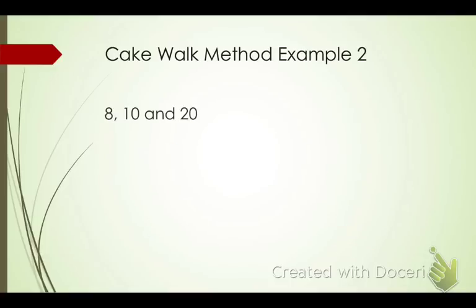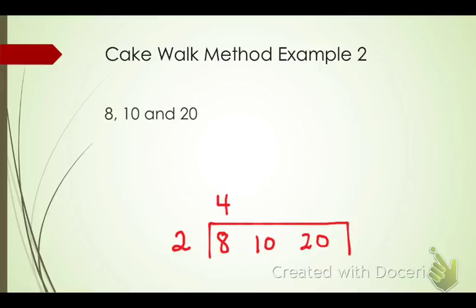Next example with 3. With 3 is a little bit different. So again, we're going to put all 3 in. And I see that they're all even numbers, so I'm going to divide by 2. 8 divided by 2 is 4. And 10 divided by 2 is 5. 20 divided by 2 is 10.